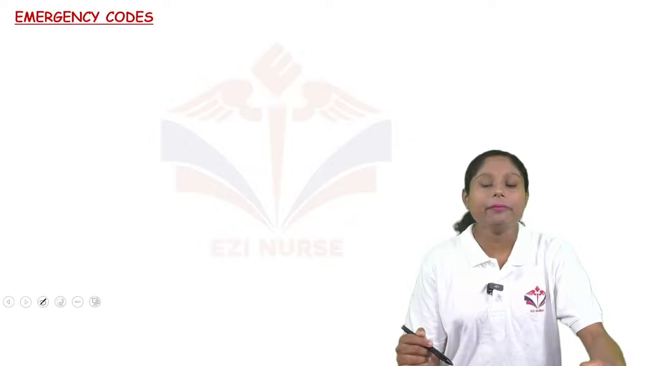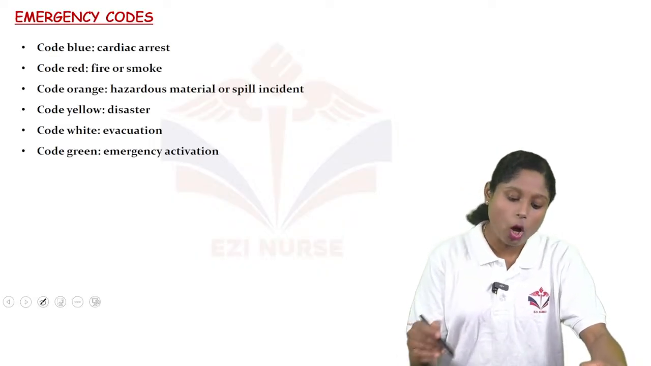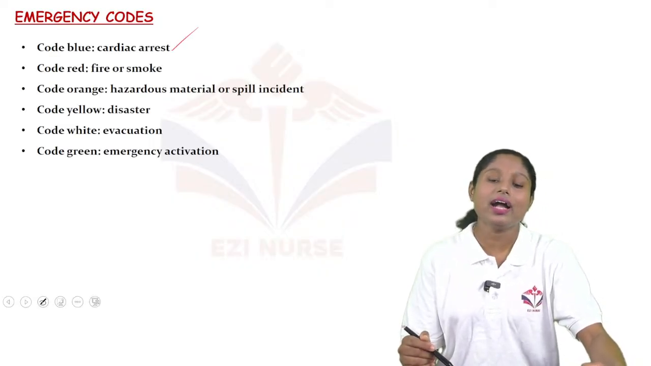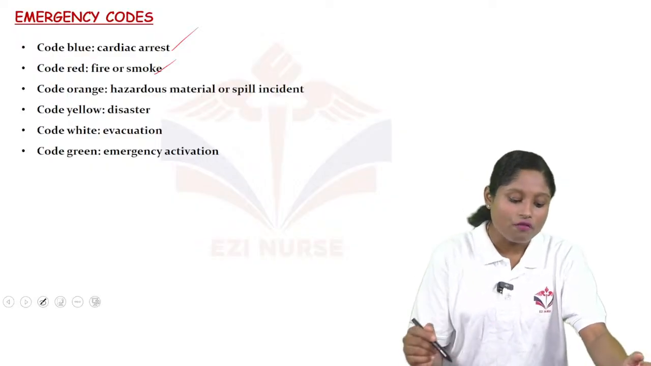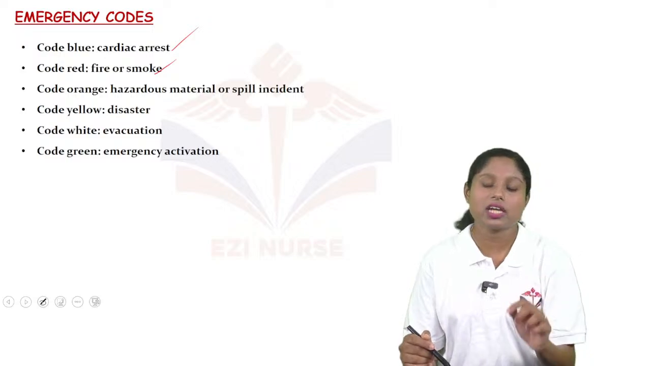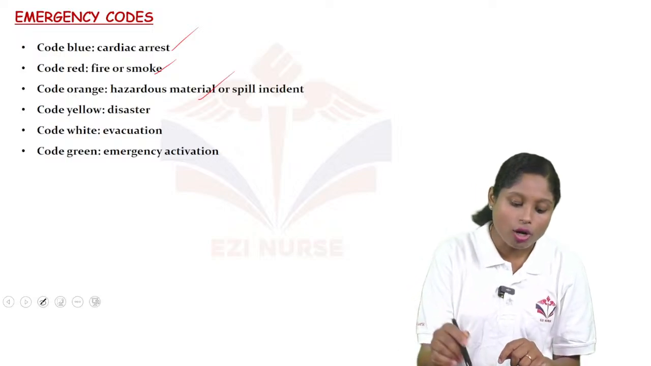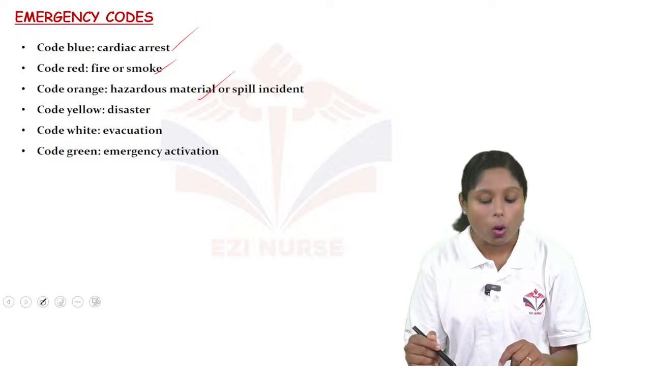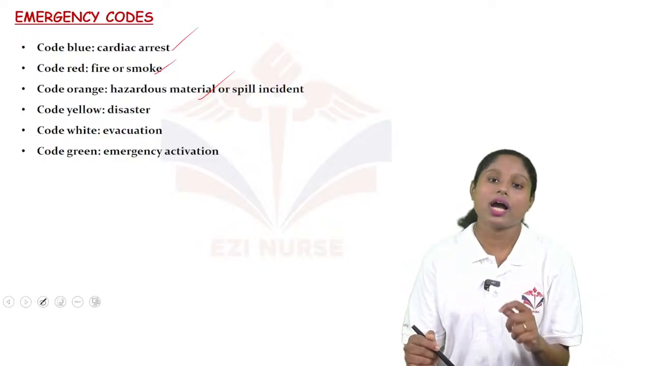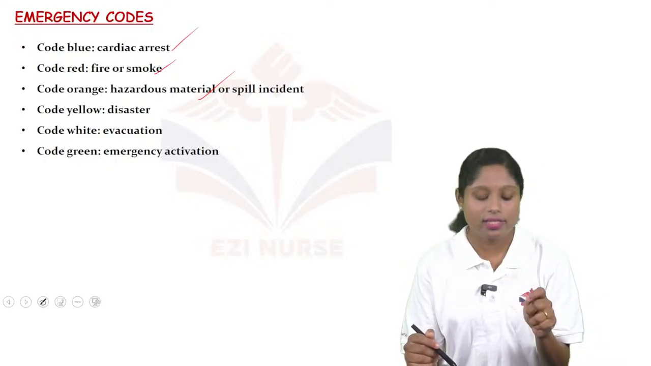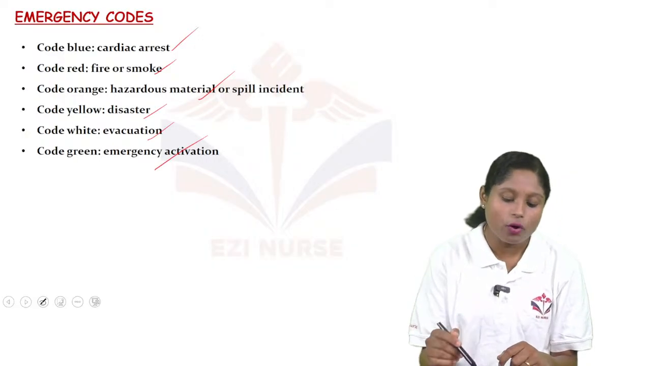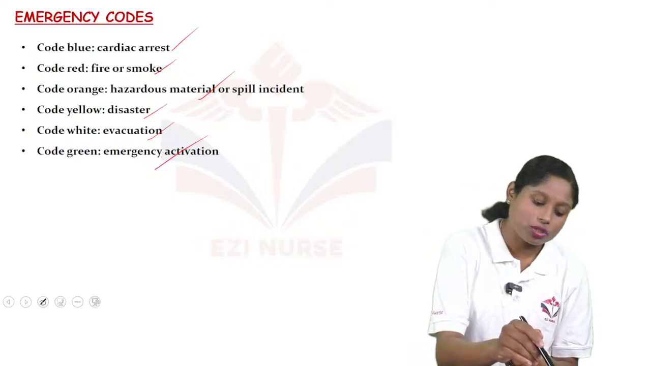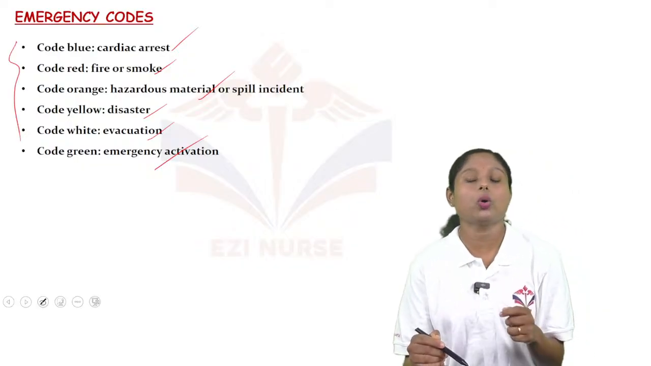Next we will see emergency codes. So what are the emergency codes? Code blue is for cardiac arrest. Code red is for fire or smoke. Code orange is for hazardous material or spill incidents. Code yellow for disaster. Code white for evacuation and code green for emergency activation. So these are the main emergency codes in the hospital.